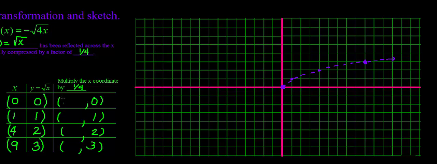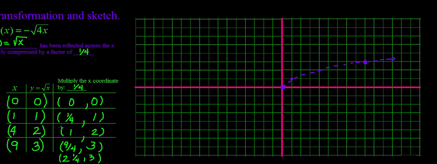And my x coordinates here, I multiply this x by 1/4. That's 0. I multiply 1 times 1/4, 1/4. 4 times 1/4, that's 1. And 9 times 1/4 is 9/4, which I can change into a mixed number and say that this is 2 and 1/4, comma 3. These are equivalent coordinate points.